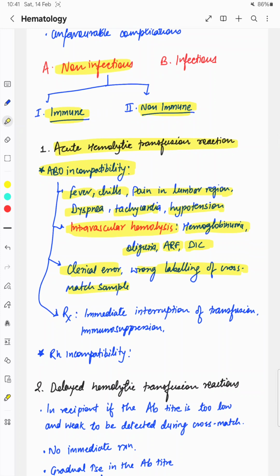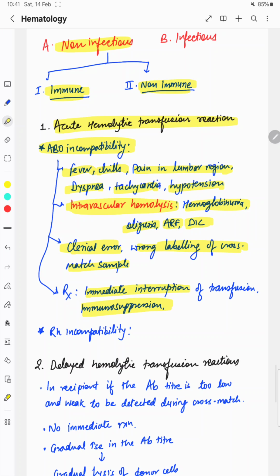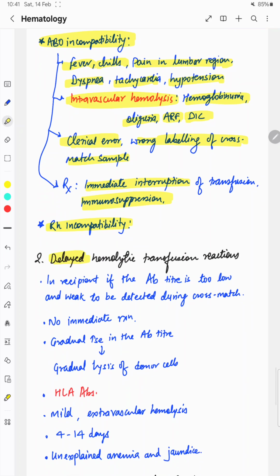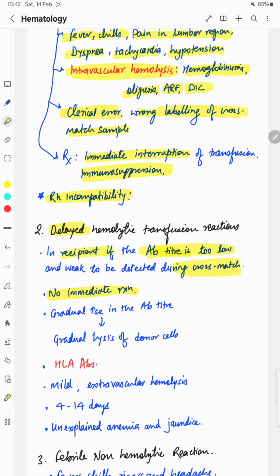How to treat this kind of transfusion reaction? First is immediate interruption of the transfusion, and then we give some steroids for immunosuppression. The other immediate kind of immunological transfusion reaction is RH incompatibility. Hemolytic transfusion reaction can be delayed type, which is seen in the recipient in whom the antibody titer is too low at the time of the cross match, so there will be no immediate reaction.